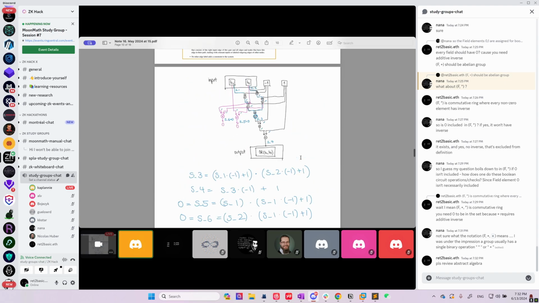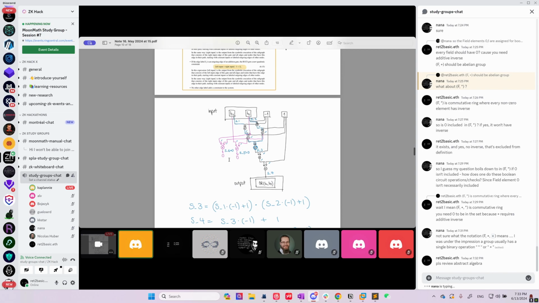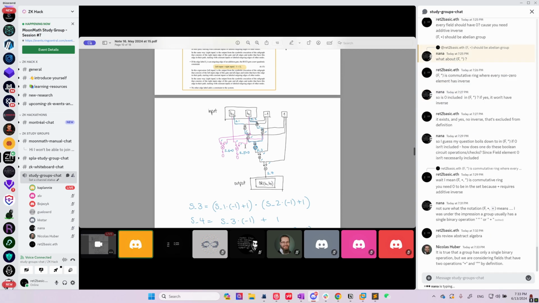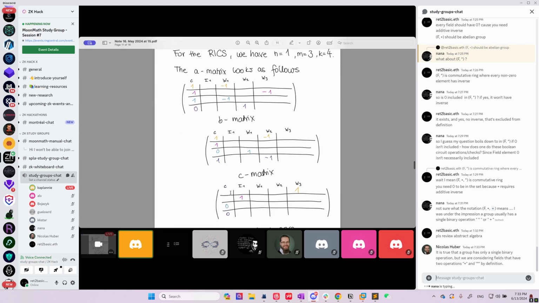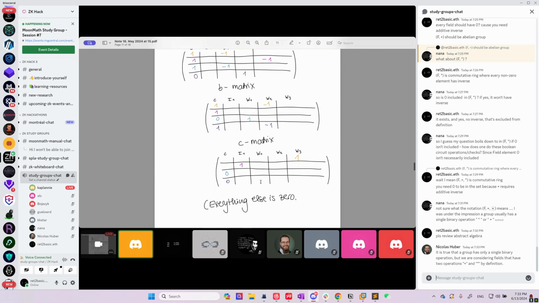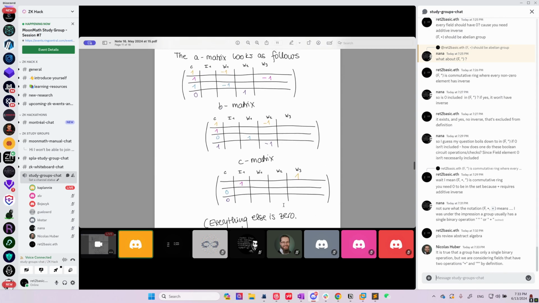You have just checked that there is some outcome of this computation, and outside of the proof you have to check it, because it's not going to be checked inside the proof, if you understand what I'm trying to say. Okay, so this is how the R1CS looks. Everything else is 0. So I think that was it from me.